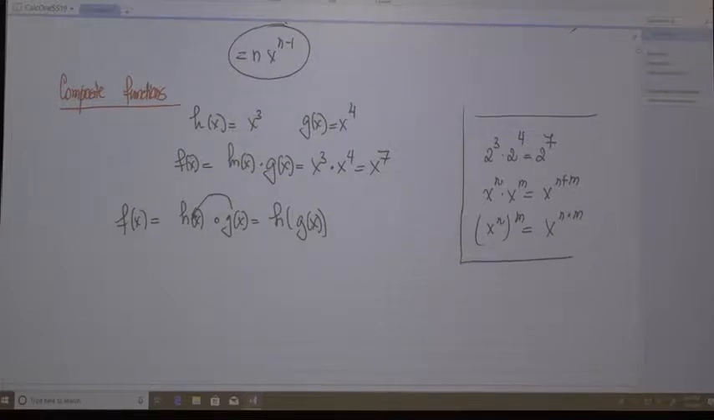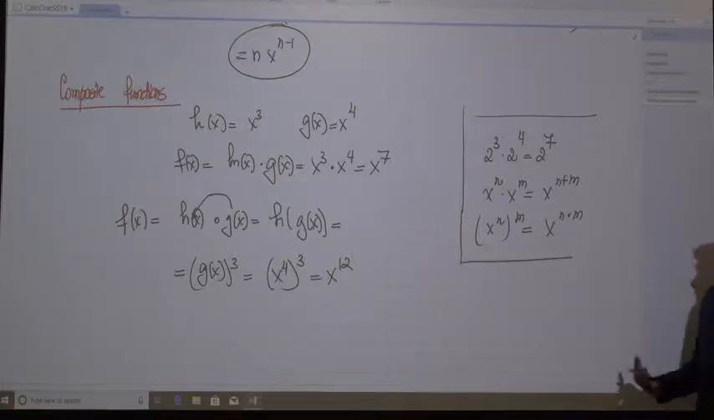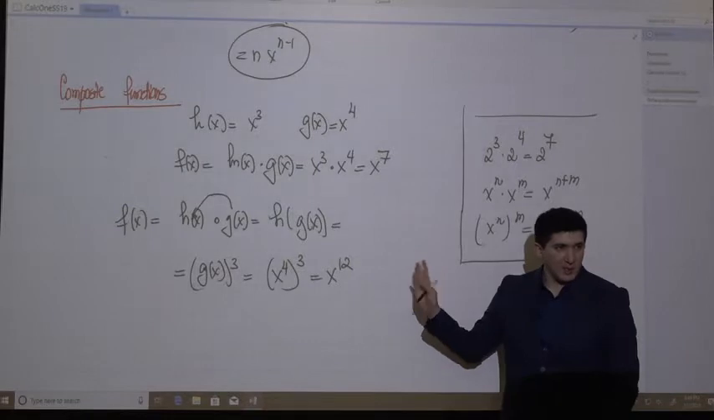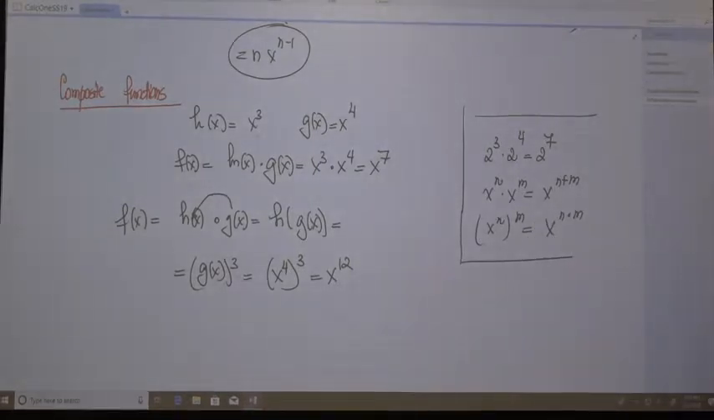So if h of x is x cubed, what will be h of g of x? It will be g of x cubed. So what is g of x? It's x to the power of 4. This will be x to the power of 4, cubed, which is x to the power of 12. So taking the composite between h and g is different than just multiplying them.